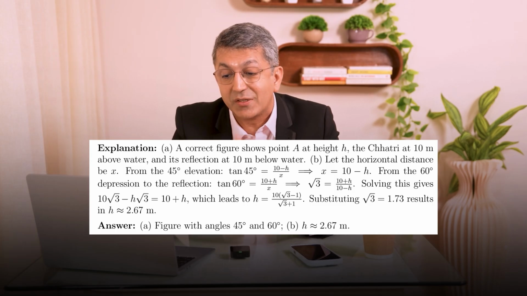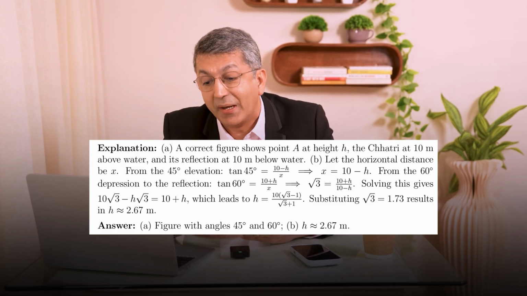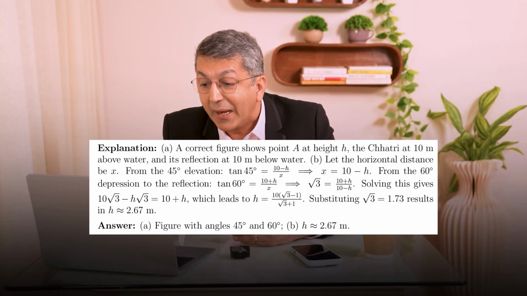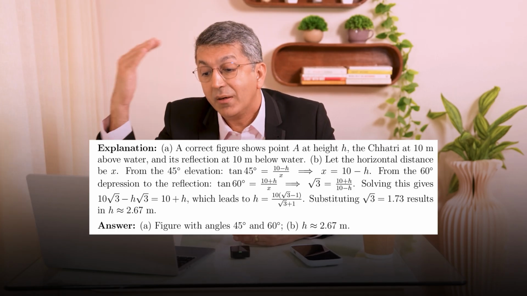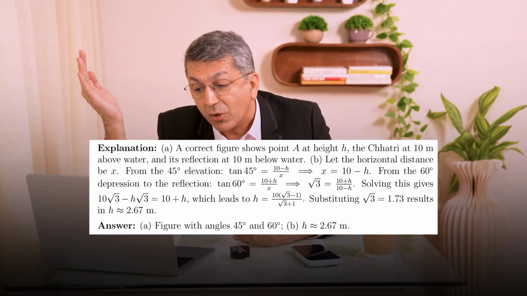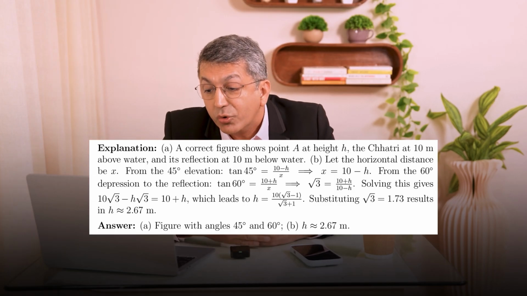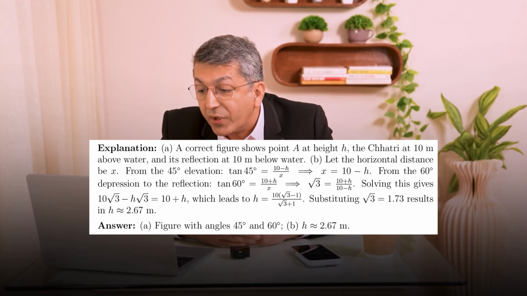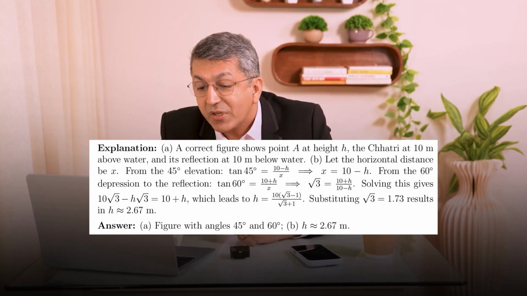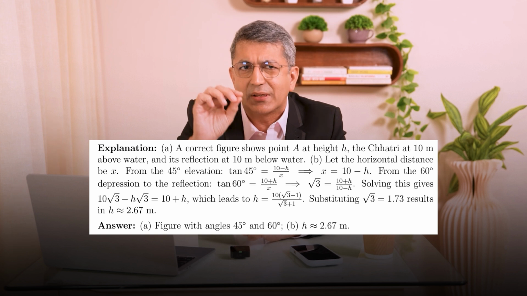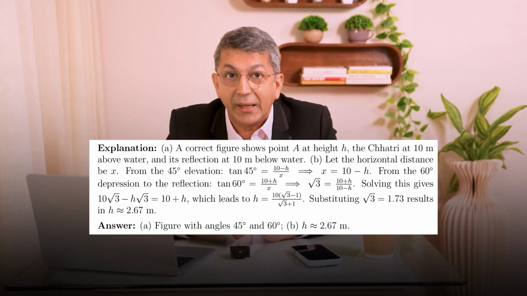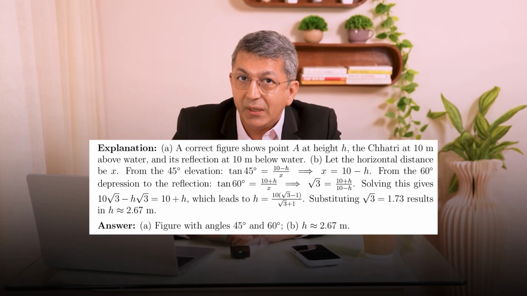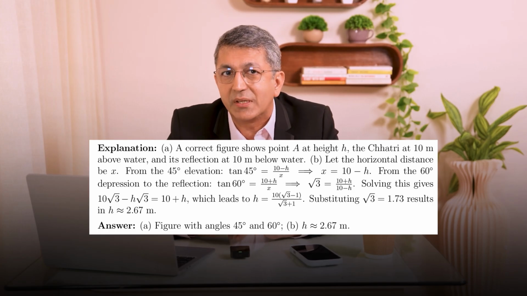Solving this gives us 10 root 3 minus h root 3 is equal to 10 plus h, which leads to h equal to 10 in brackets root 3 minus 1 close brackets divided by root 3 plus 1. Now, substituting root 3 equal to 1.73 results in h approximately 2.67. So the answer: A. Figure with angles 45 degrees and 60 degrees. B. h is approximately 2.67 meters.